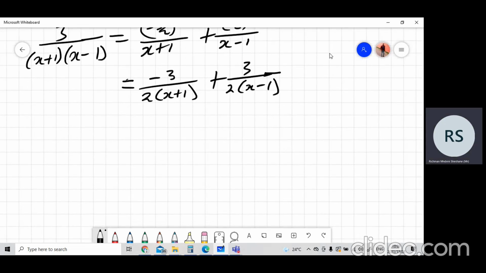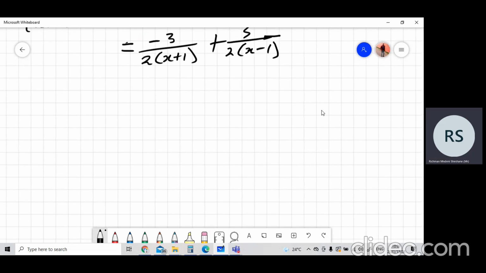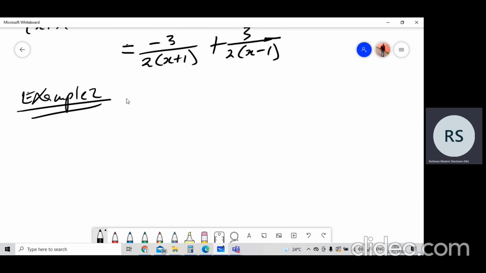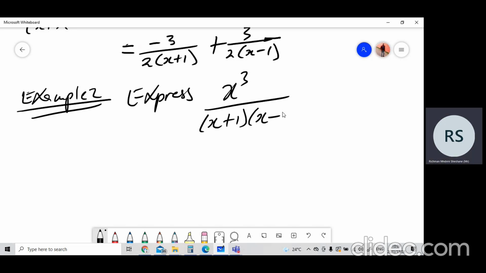Let me do another example. Example 2. We want to express x to the power of 3 over x plus 1, x minus 3, into partial fractions. Okay.